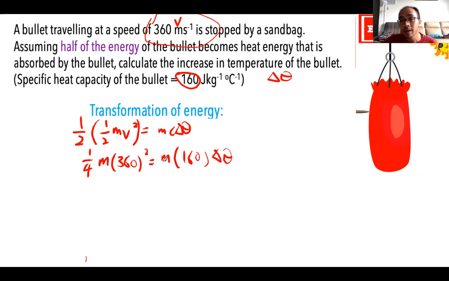But the good news is you don't have to know the m, because the m is the same. We are talking about the bullet all the time. The bullet has kinetic energy change into heat energy. So since the m is the same, let's calculate this first. 360 squared times 1 over 4 is 32,400.